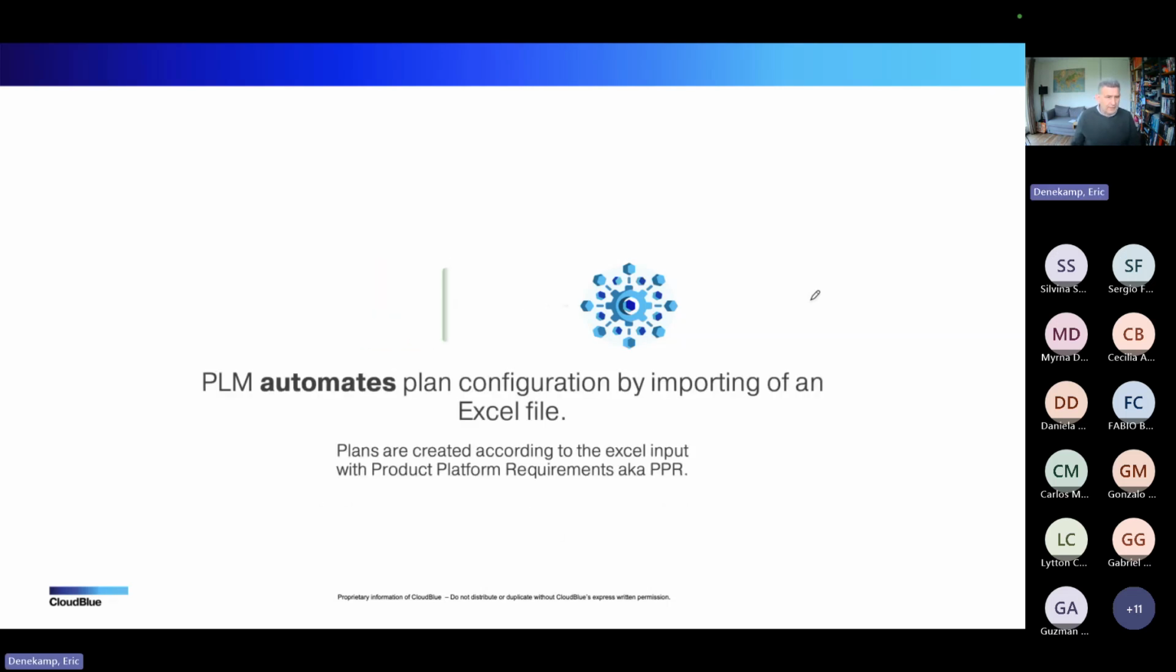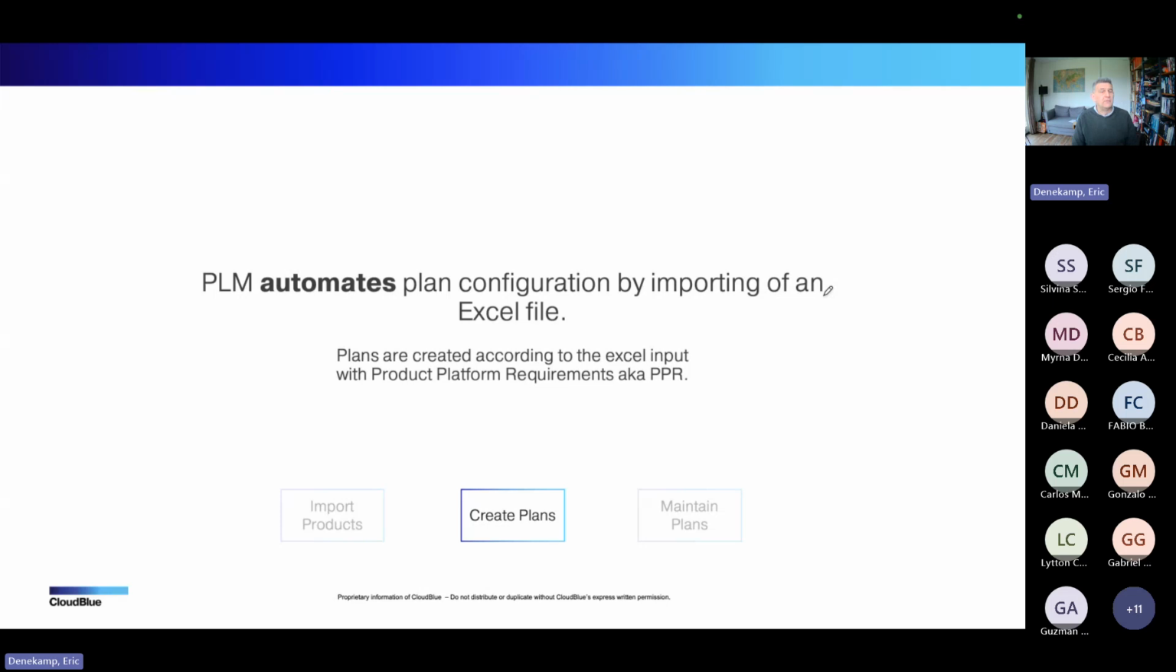But PLM automates the configuration by importing an Excel file. And that means that those plans are created according to the Excel input with PPR, the PP requirements, product platform requirements. So how would that file look? There is a link, and let me go back. Why does it not want to go back? Let me first do this.